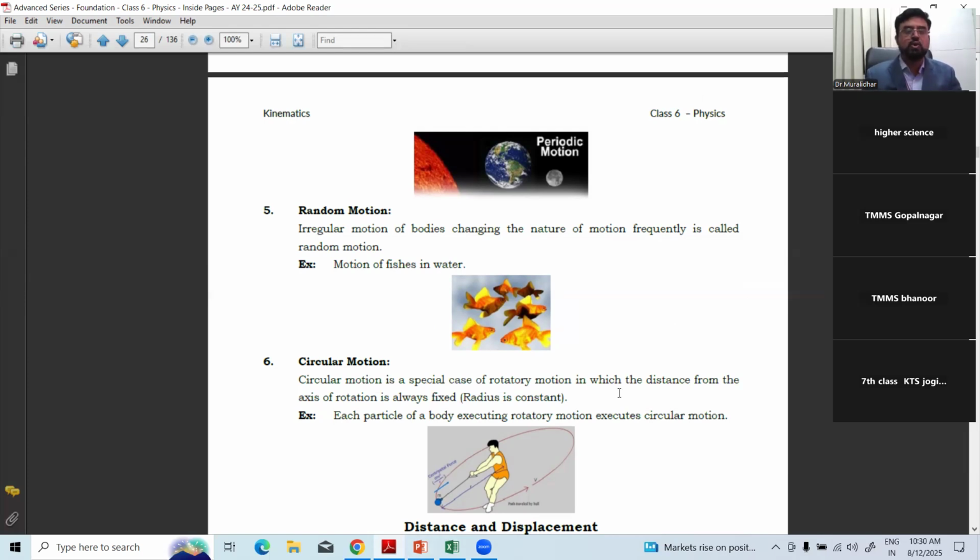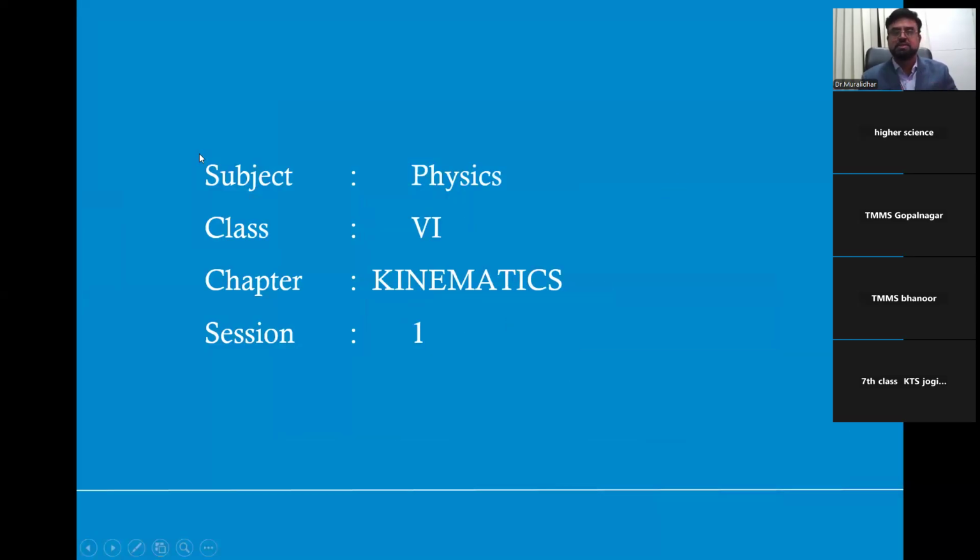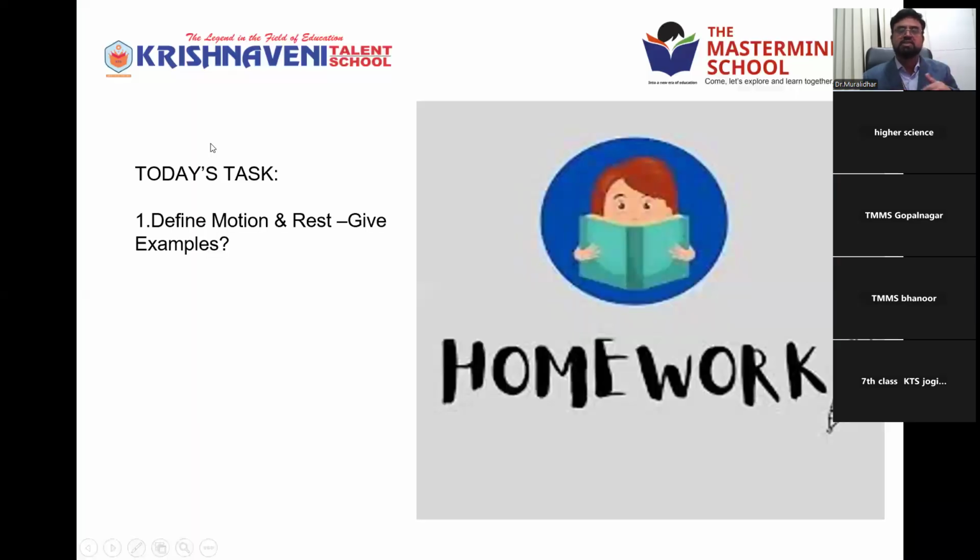Right? In the next class, we'll discuss more about the terms we'll come across when your body is in motion. When a body is in motion, what type of words will come across? Like distance, displacement, velocity, speed, acceleration, deceleration, time, all those things will come across for a moving body. Right? So today's home task: define motion and rest, give examples. Or you can write the names of the types of motions also.